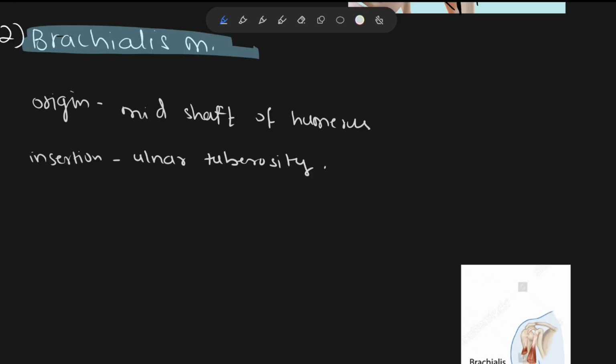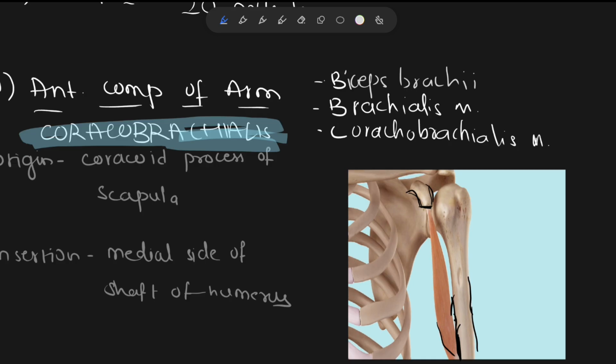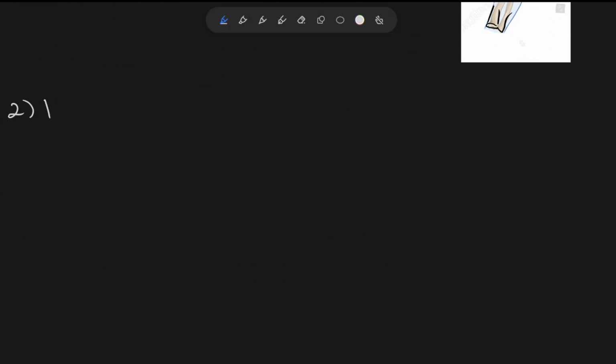Now the third muscle. I said this is the mnemonic BBC for the muscles. We have done C, coracobrachialis muscle, and B, brachialis muscle. Now B is left. From B we have biceps brachii. We all have heard about biceps, triceps muscles. So this is the biceps muscle. Let's do about biceps brachii.